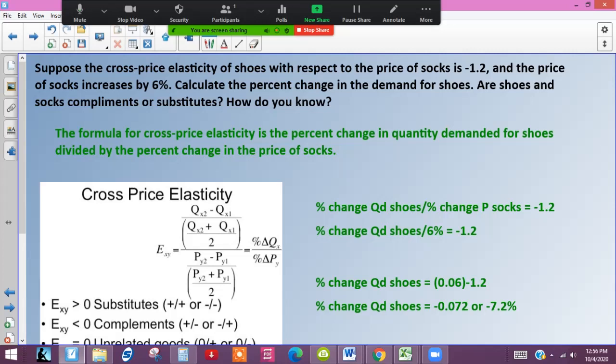We know what the actual cross price elasticity of shoes is with respect to the price of socks. It's negative 1.2. We know what the percentage change of the price of socks is. It says 6% right here.